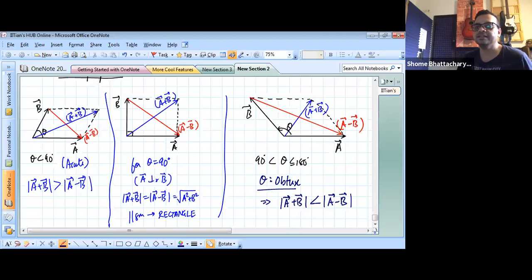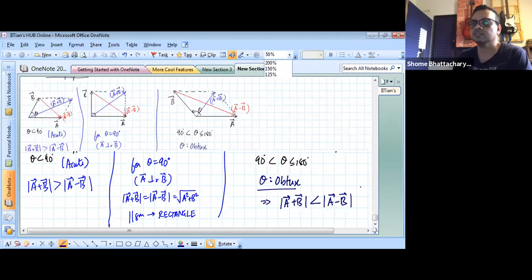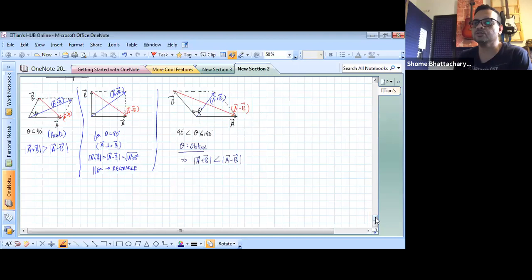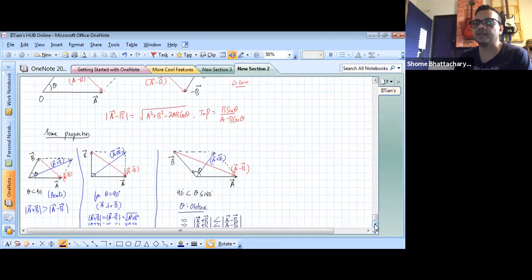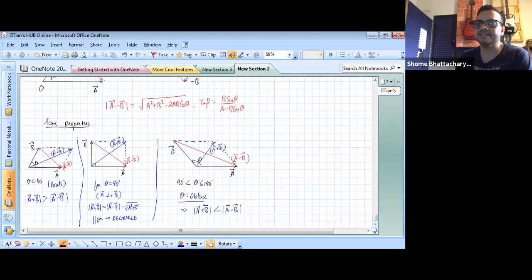And when theta is 90, that is when A plus B is exactly equal to A minus B in magnitude, which is root of A square plus B square. So this is an important set of properties of vector operations, which are very easy to remember if you just visualize them in terms of the parallelogram. Instead of memorizing these properties, you can just remember in terms of the parallelogram. In this case, it becomes a rectangle. In this case, it's a parallelogram where the primary diagonal is longer.